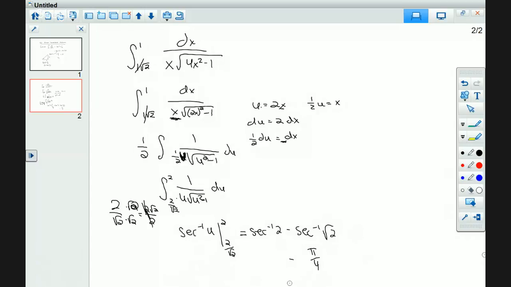Okay. Good check. Yes. And this is at pi over 3, because cosine is 1/2. Right, at pi over 3? See how we're thinking in terms of cosine here?